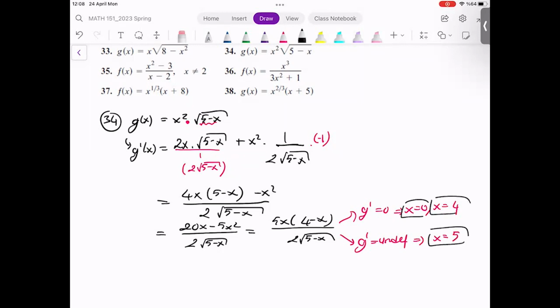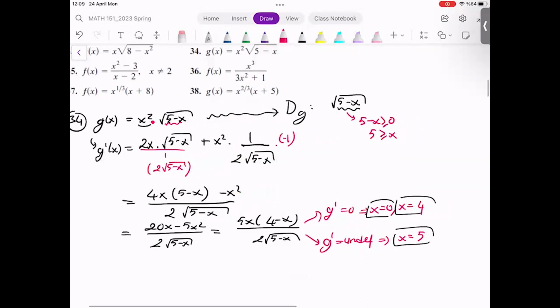By the way, you also need to look at the domain of your function to understand which critical point we should take, which of them should be eliminated. So look at this line, please. We want to find the domain of your function g. You know, x squared is defined everywhere. So for the domain, you need to analyze the square root function, right? Square root of 5 minus x is defined when this inside part is greater than or equal to 0. So 5 is greater than or equal to x.